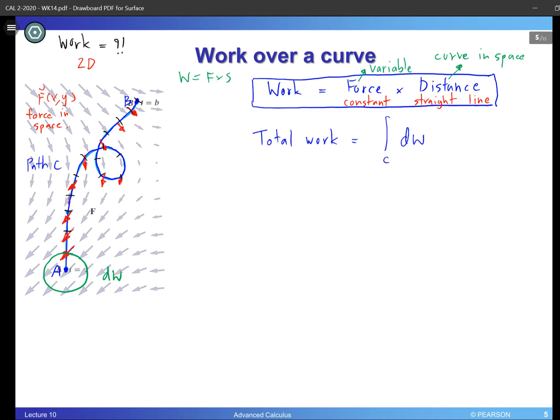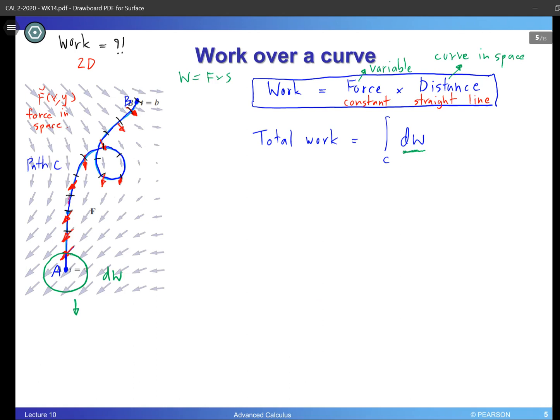Now, we need to know more about this dW right here because we cannot leave it like this. We cannot perform the calculation with this dW because we don't know what that is. So let's try to magnify this differential work into new terms of the new variables. So let's magnify this small section. First of all, let's assume that this section is so small that this path right here is a straight line.